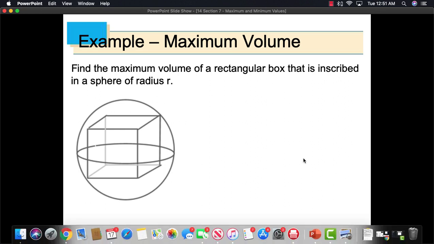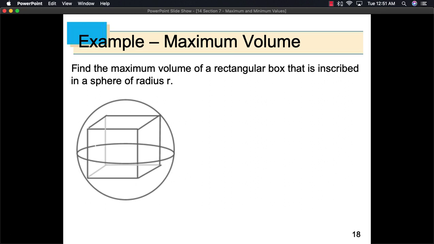So what I want to point out is a couple things. One, here's my box, and it's kind of hard to see, but every single one of the corners of this box, so this corner here, this corner here, this corner here, all these corners are touching the sphere. Now you might be thinking, well, how in the world is this corner touching the sphere? Well, it's touching this side of the sphere. So it doesn't look like it's touching the sphere, but it actually is. And we want to maximize the volume of this rectangular box.